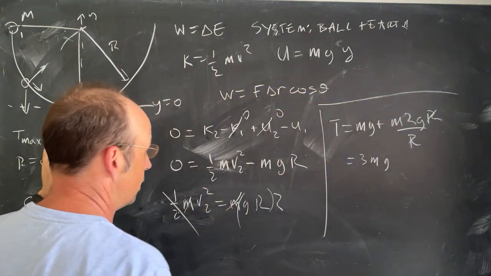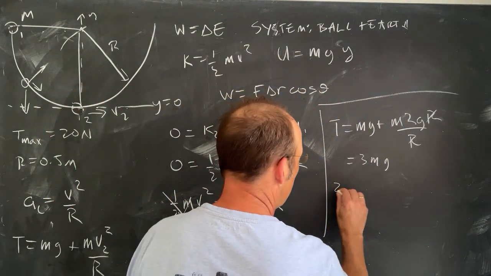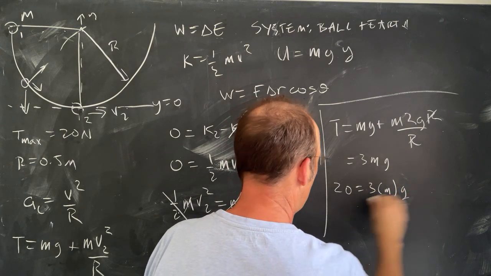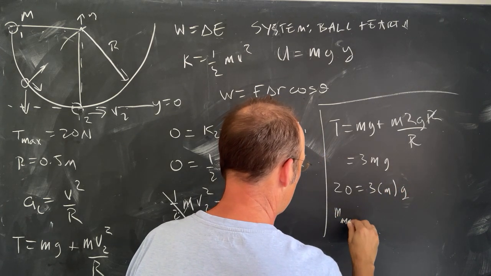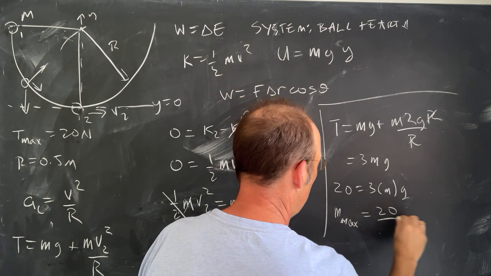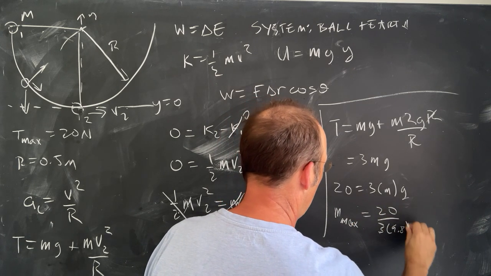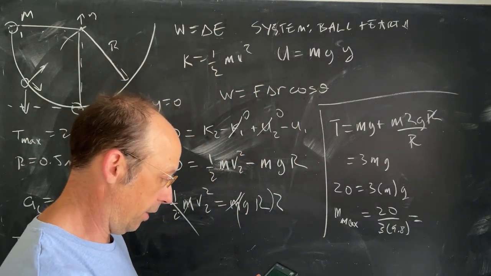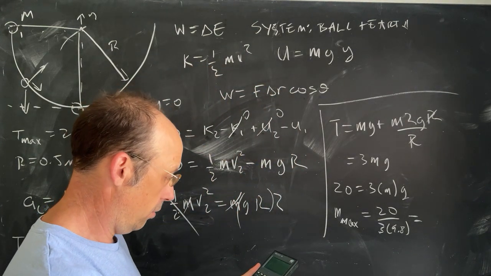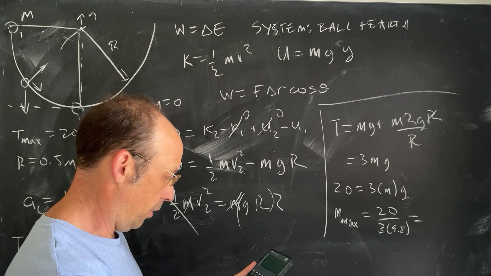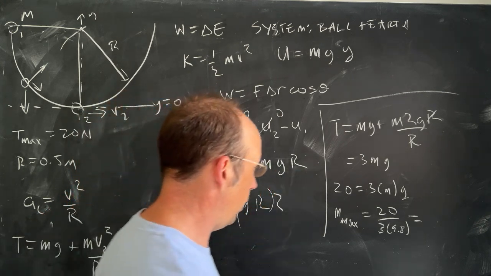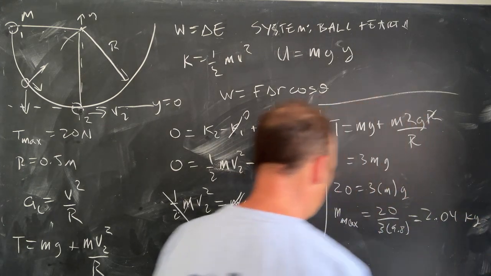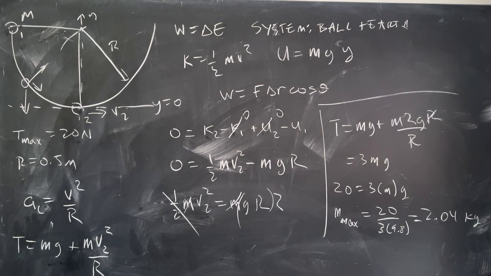Let's say the maximum tension is 20. So I say 20 equals 3 times m g, m max is going to be 20 divided by 3 times 9.8. Let's just put it in the calculator. Everybody loves numbers. I know that. So 20, enter, 3 divided by, 9.8 divided by. And I get 2.04 kilograms. Okay. So that's the maximum mass you could have.